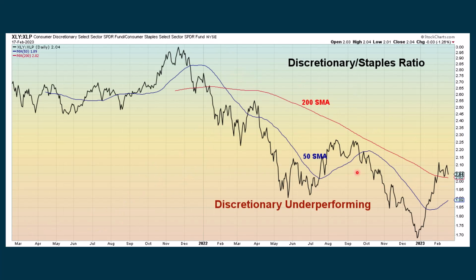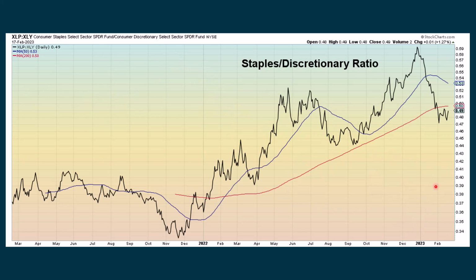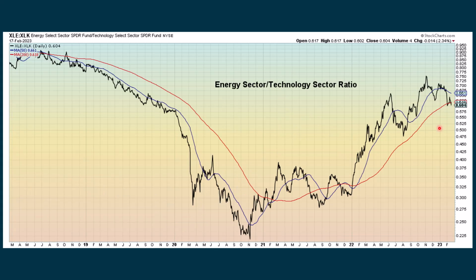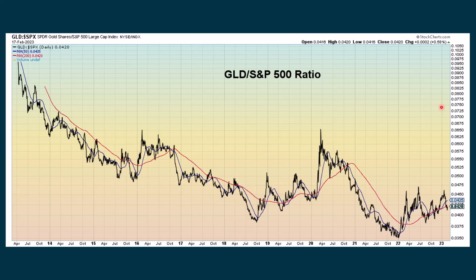Discretionary against staples show how discretionary has been underperforming. We're trying to make a bounce back, but not enough to give us a golden cross. And then staples have been really outperforming discretionary, but seeing some recent weakness. Energy to the tech sector. Energy has been really going up, showing some weakness now, but still in an overall uptrend.